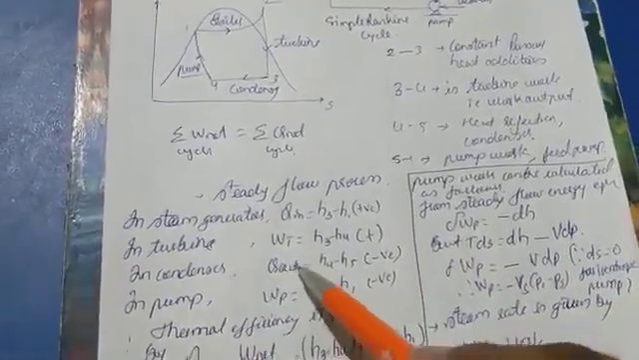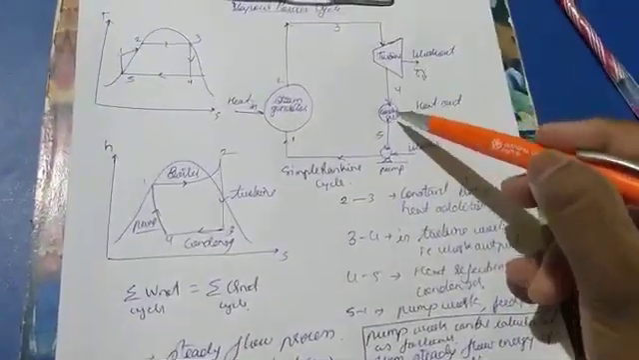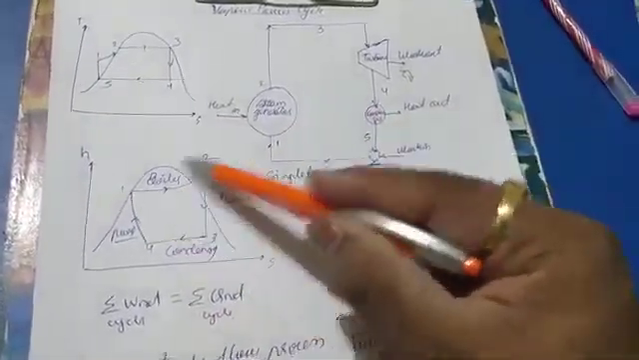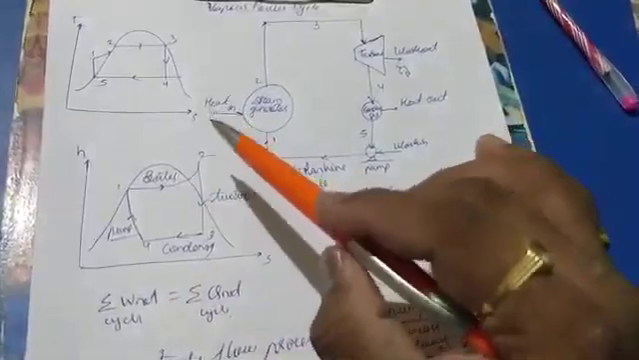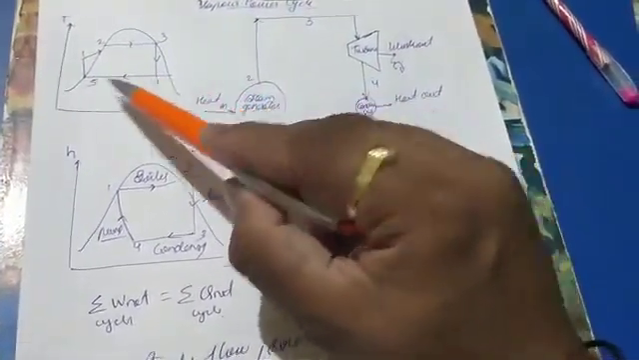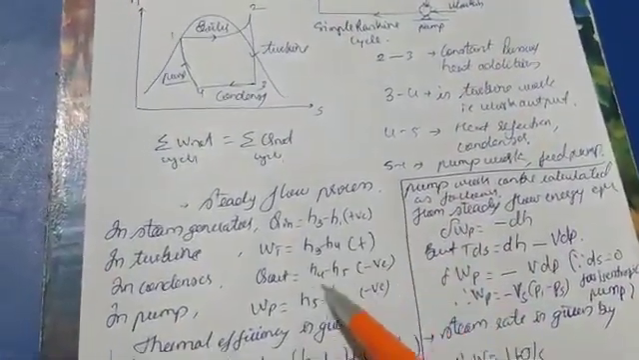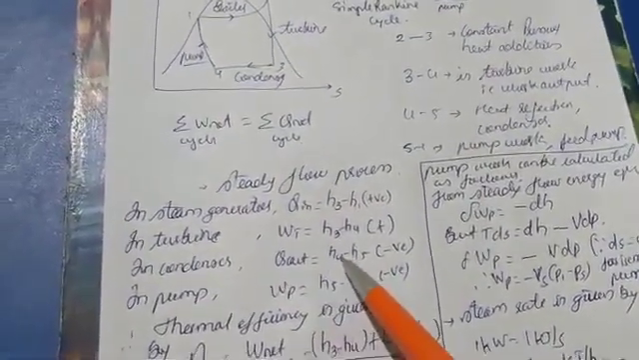Then in the condenser, the output, you can see steam coming out as H4. Here also you can see the numbers are different, but don't worry, the numbers don't make any difference. From 4 to 5, higher to lower, correct? Based on that, H4 minus H5 is negative. The reason is that it is losing heat. So heat is lost here.